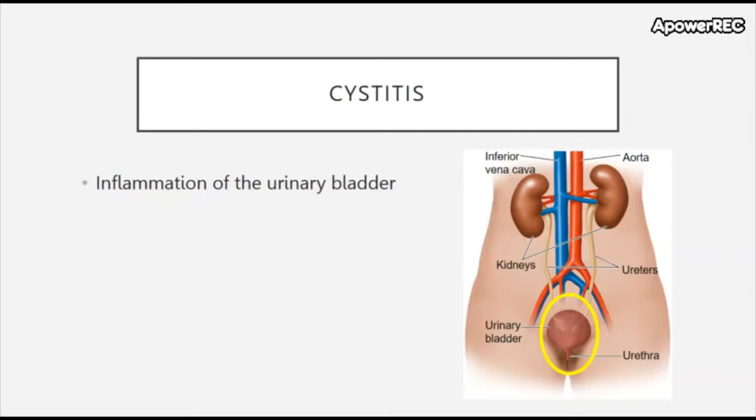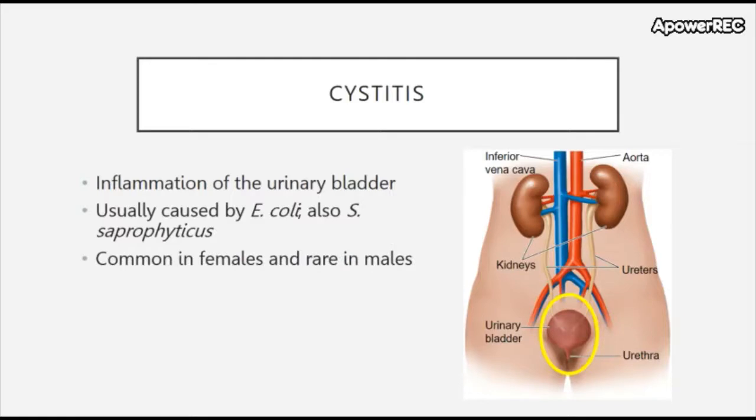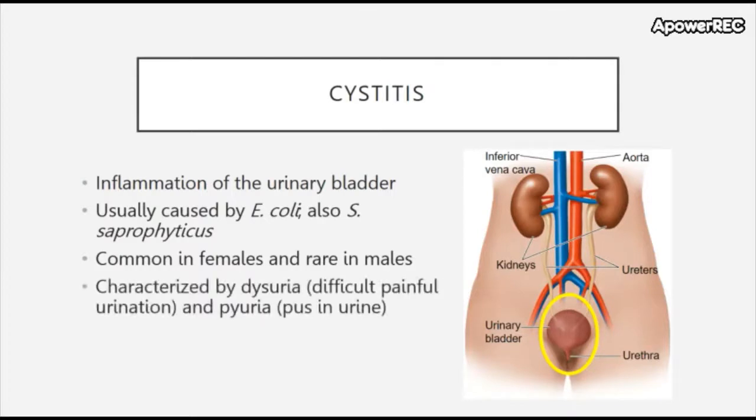Cystitis, or urinary bladder infection, is usually caused by E. coli, but also sometimes Staphylococcus saprophyticus. They are much more common in females and rare in males. The reason for this is that females have a much shorter urethra than men, about 2 inches compared to about 8 inches. And also the urethra tends to be closer to the anus than in men.